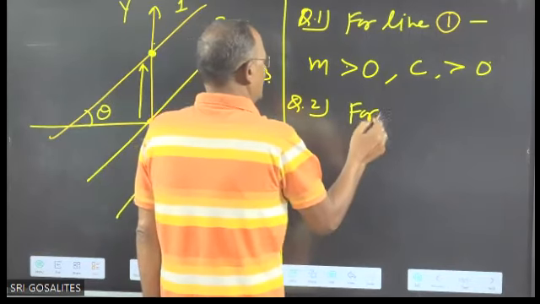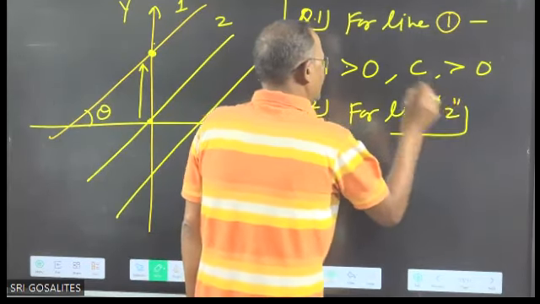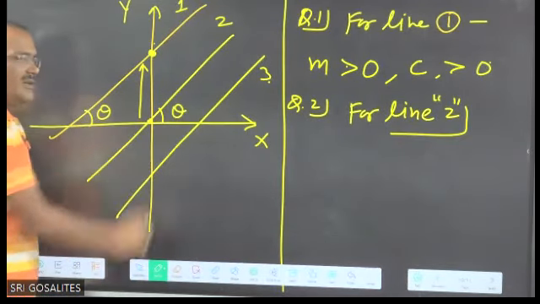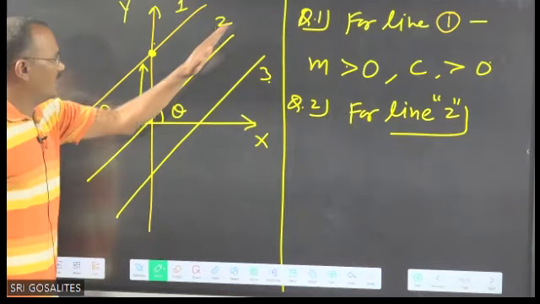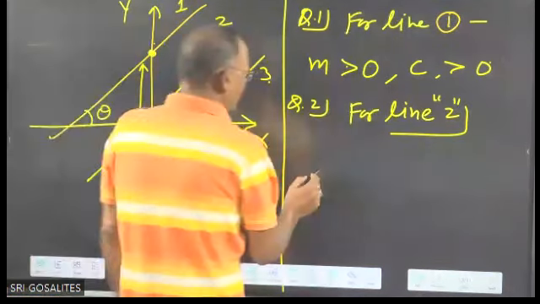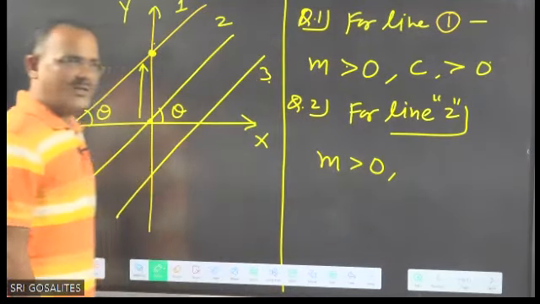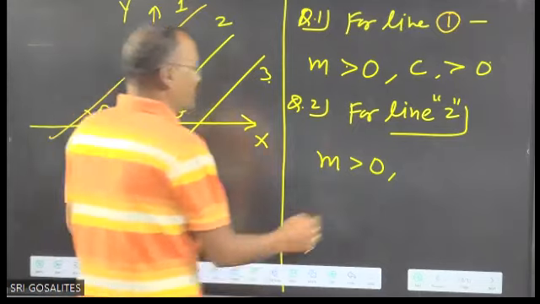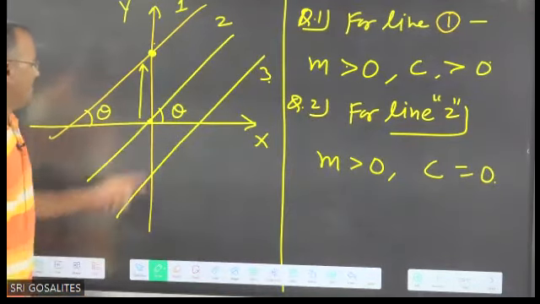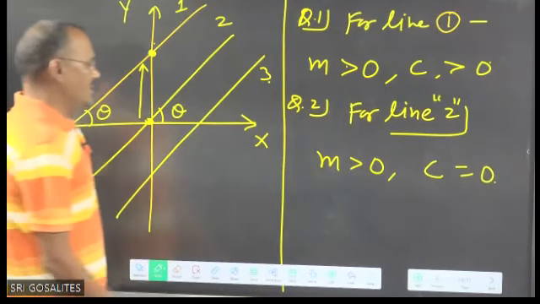For line 2, the second line, how is the angle theta? Tell me. This is the line passing through the horizon, which we learned yesterday. So theta is again acute. For an acute angle, the slope is how much? Positive. Okay. But C is 0, because a line passing through the horizon will not have any intersection.